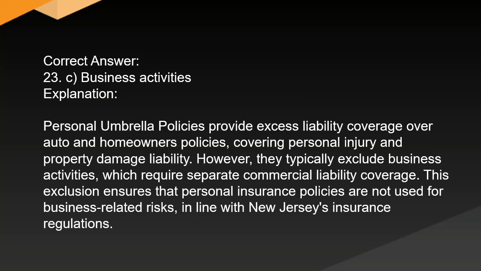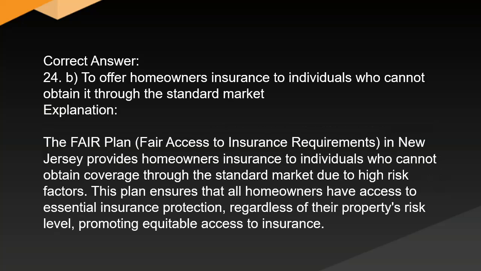Correct answer: C. Business activities. Explanation: personal umbrella policies provide excess liability coverage over auto and homeowners policies, covering personal injury and property damage liability. However, they typically exclude business activities, which require separate commercial liability coverage. This exclusion ensures that personal insurance policies are not used for business-related risks, in line with New Jersey's insurance regulations.